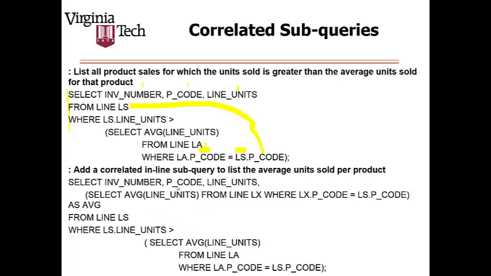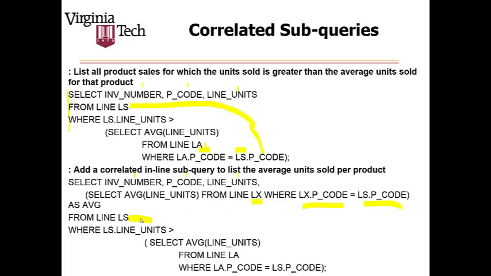Well, so here we have a subquery as an attribute. So we're selecting the invoice number, the product code, the number of line units, where we are selecting the average line units from line named LX, where LX product code equals the LS product code. Down here's our from statement, where we say from line renamed or alias LS, right?